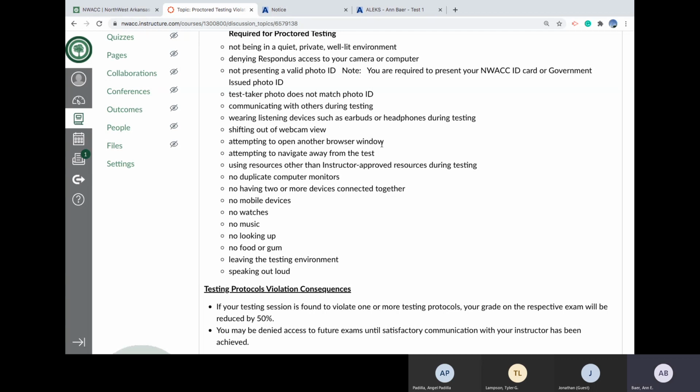Attempting to open another browser window, you don't want to do that. Canvas is requiring you to use the lockdown browser anyway. Attempting to navigate away from the test, using resources other than instructor-approved resources during testing. So you're allowed a TI graphing calculator, you're allowed 5 written blank sheets of paper, you're allowed a pencil, and on one sheet of paper, you're allowed to write down that announcement. Or you can just print it off on a blank sheet of paper and count that as one of your sheets of paper.